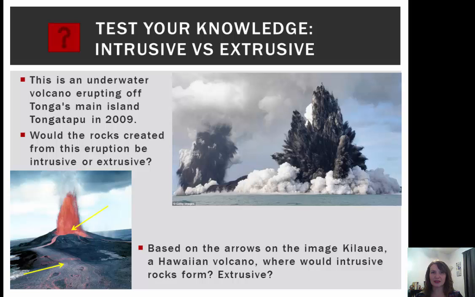Now, if you look at the bottom left-hand picture, that is an image of Kilauea erupting, and that's off of Hawaii's main island. The top arrow is actually pointing to magma inside the volcano. So is that going to be producing intrusive or extrusive rocks? Very good. It's intrusive rocks because it's inside the volcano. Now, when it's flowing out on the surface where that other yellow arrow is, those would be our extrusive rocks. Let's go ahead and move on.